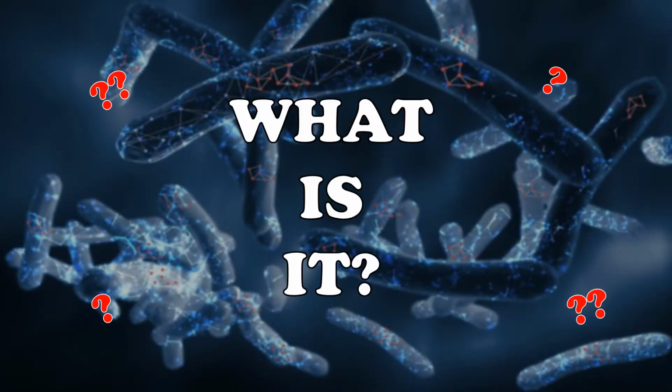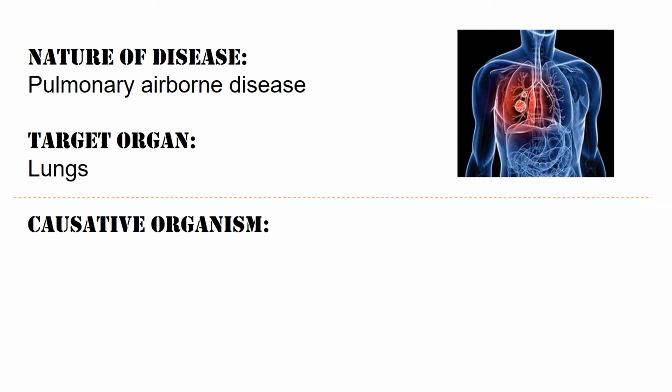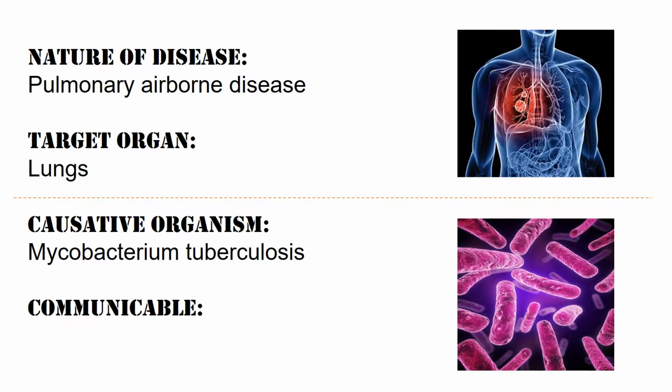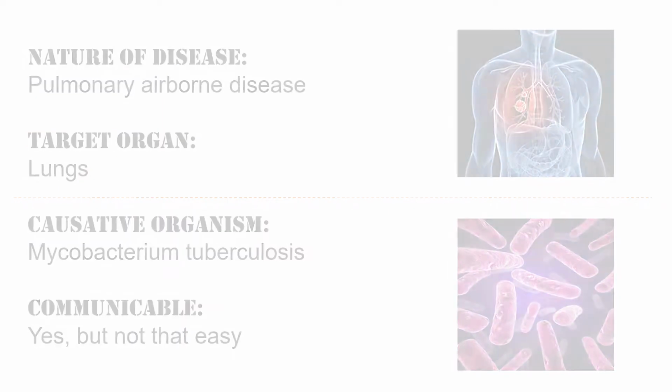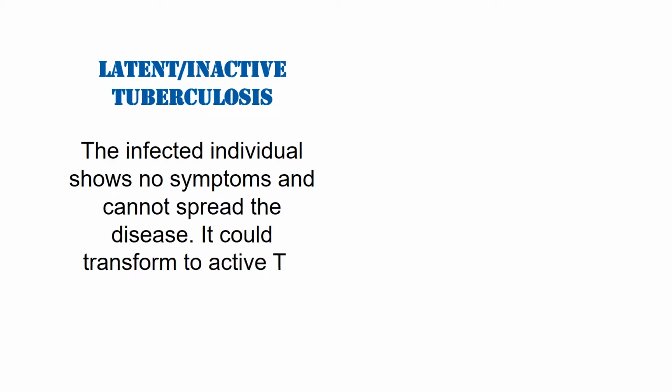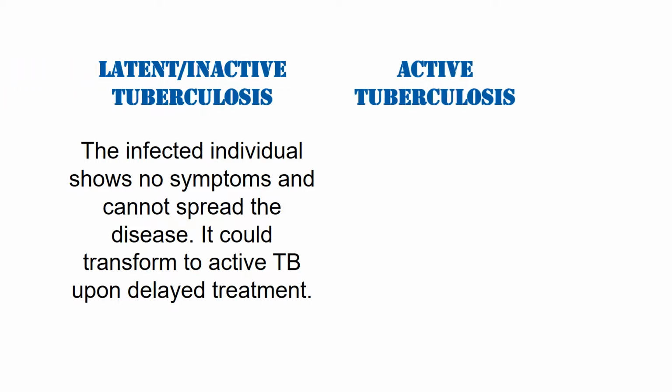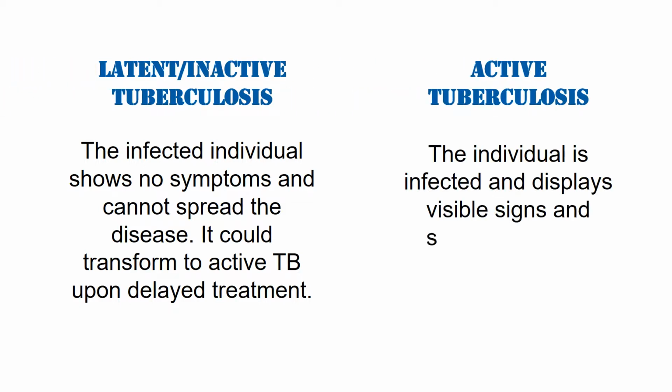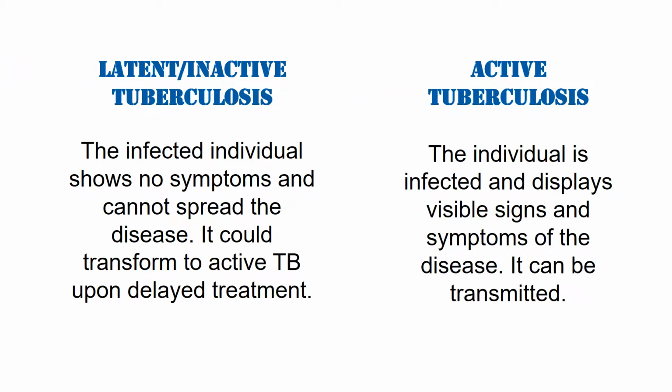What is tuberculosis? Tuberculosis, or TB for short, is a pulmonary airborne disease that attacks the lungs. It is caused by Mycobacterium tuberculosis and it can be transmitted, though not as easily as other diseases. Two forms of the disease have been identified. There is the latent or inactive tuberculosis, where the individual is infected but cannot show symptoms or spread the disease.